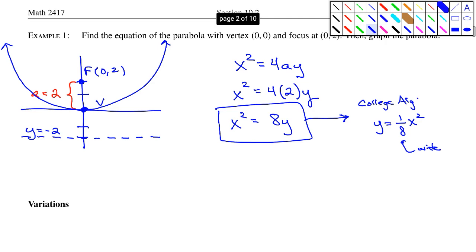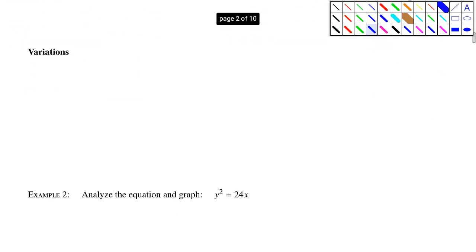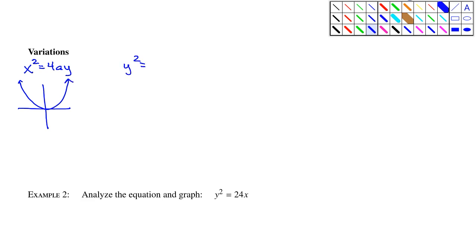All right, let's take a look at some variations on the parabola. So we already have this one. x squared is equal to 4ay, which means that it opens up, centered at the origin. Then we can have y squared is equal to 4ax. So we've switched the roles of the x and the y. Since the y is squared, that means it's going to open up left or right. And in this case, it opens up to the right. The coefficient in front is positive.